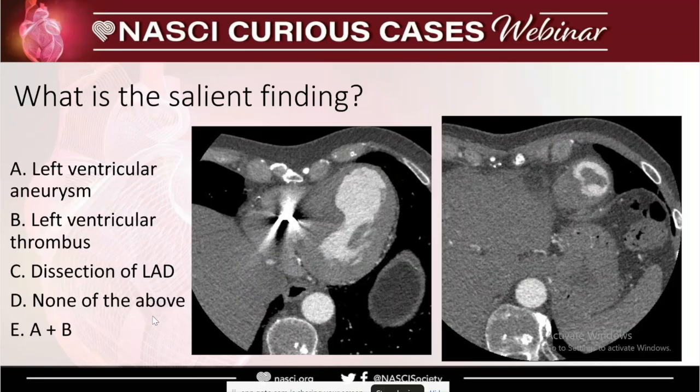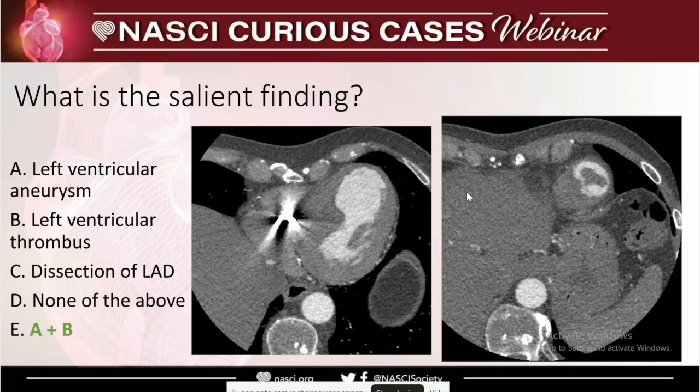Okay. So the correct answer is aneurysm plus thrombus. Again, just as I showed you before, you can see that there's pooling of contrast into an expanded portion of the ventricle. And contrary to what you see in the other ventricle, which has normal walls, we can see that the myocardium here is very thin. And then we see contrast here.